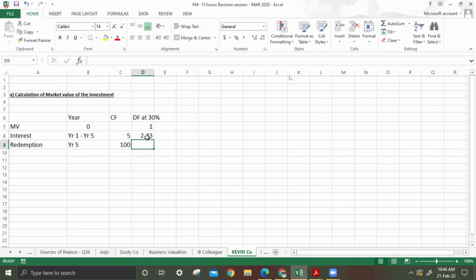2.43. And what will be the discount factor at year 5? Because the cash flows were even, so I took 5. But at year 5, I want to know only the discount factor. How much will that be? 0.269. How did we get it? 1 divided by 1.3. This is for first year. Click equal to second year. Again, click equal to third year. Again, click equal to fourth year. Again, click equal to. So you get 0.269.